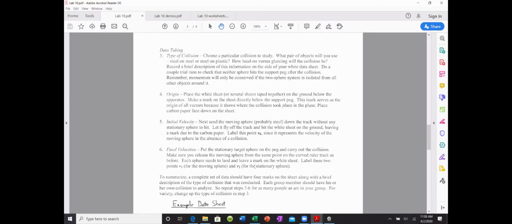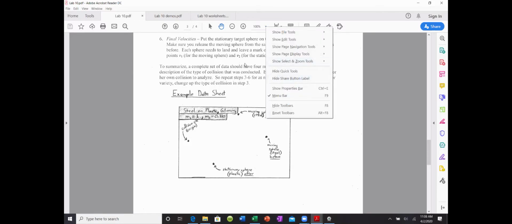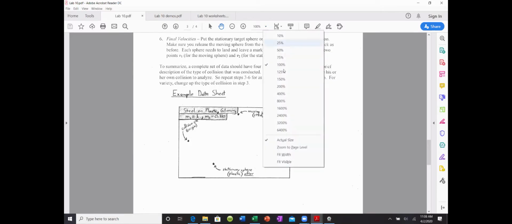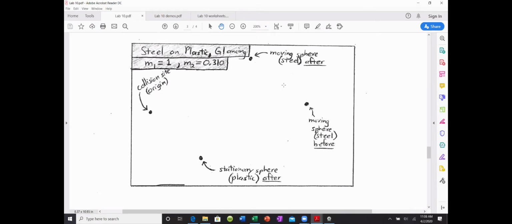So this is what a data sheet might look like, and I'm about to show you a couple of them, really. Okay, so this is what a data sheet might look like. 4 marks. Steel on plastic. So I'll talk about that.